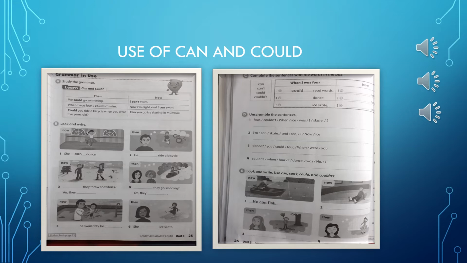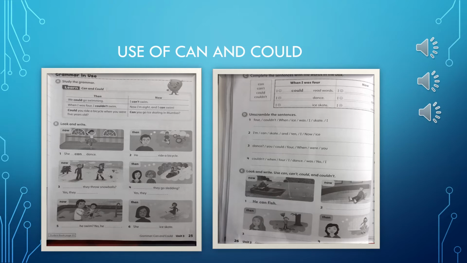Number 5. The picture shows now. That means you have to use can and can't according to the picture. Dash he swim? Can he swim? No, he can't.